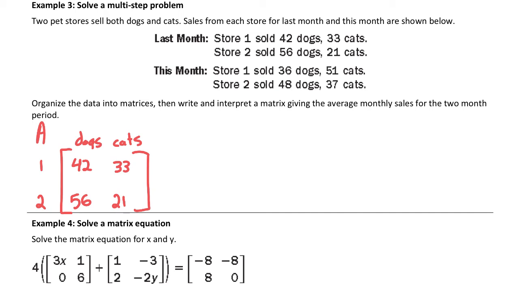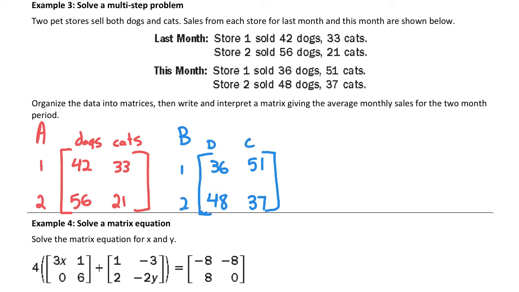Store B, or the second store, I'm just going to label it matrix B, okay? And I'm going to use the same kind of formula. It's going to be 36 dogs, month 1, 51 cats, month 2 for this store 1, and then 48 dogs and 37 cats. So if you want to still label it 1 and 2, dogs, cats.